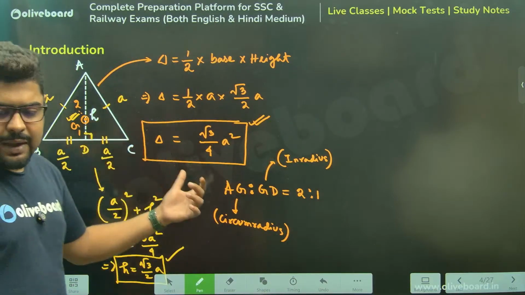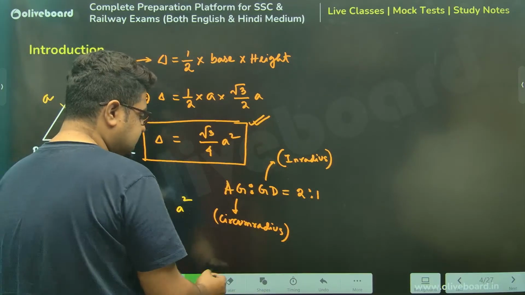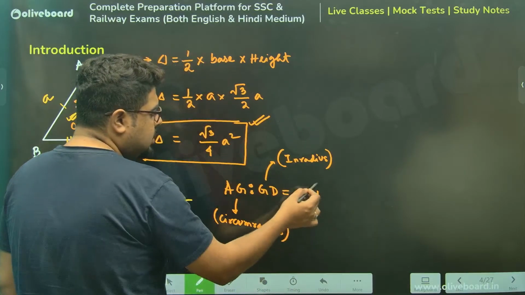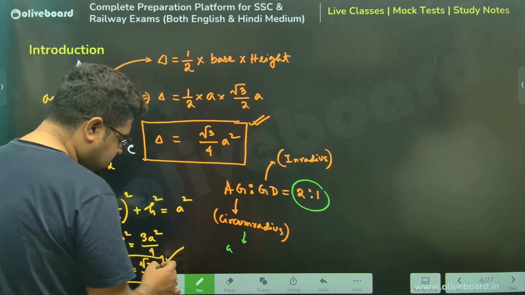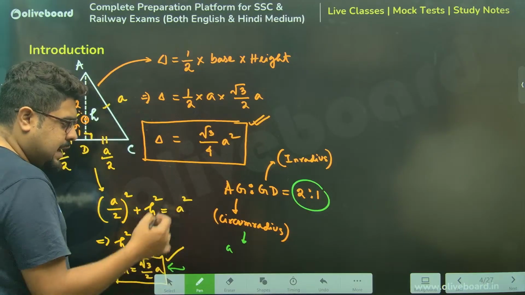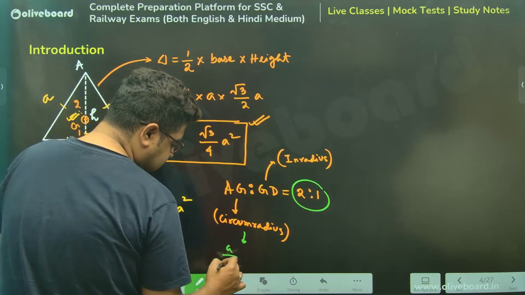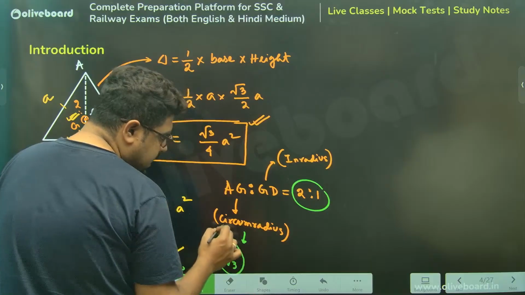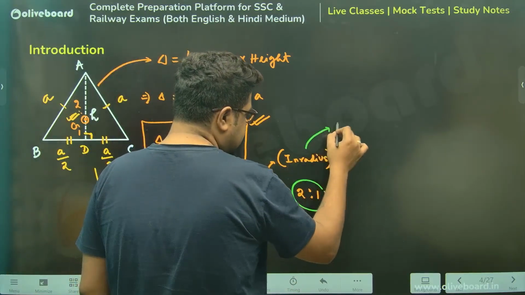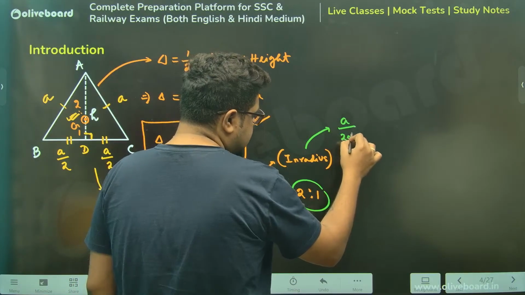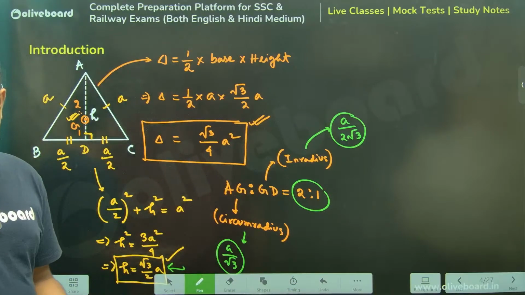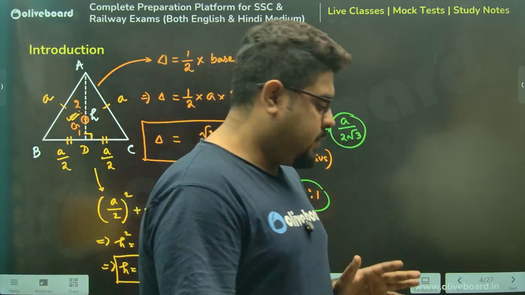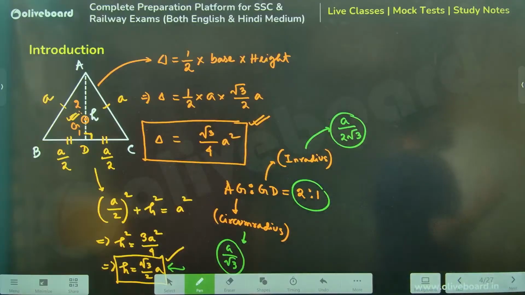So keep this in mind, and if you want to remember them as a formula, the circumradius is 2/3 of the height. If you just calculate, you can figure it out like A by root 3, and the inradius will be A by 2 root 3. Either you can remember it, or you can just do 2/3 of root 3 by 2 into A and 1/3 of root 3 by 2 into A. Whichever you prefer.